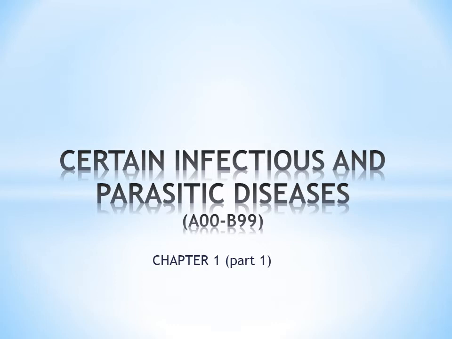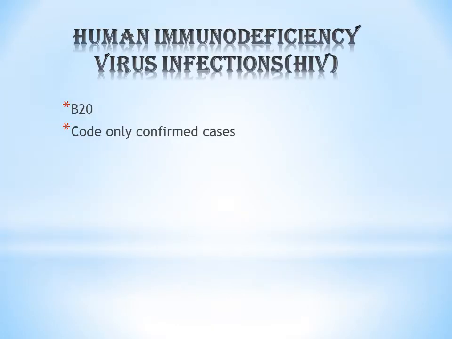Today I am going to discuss chapter 1, certain infectious and parasitic diseases. As it is a long chapter, I am dividing it into three parts. The code range for this chapter is A00 to B99.